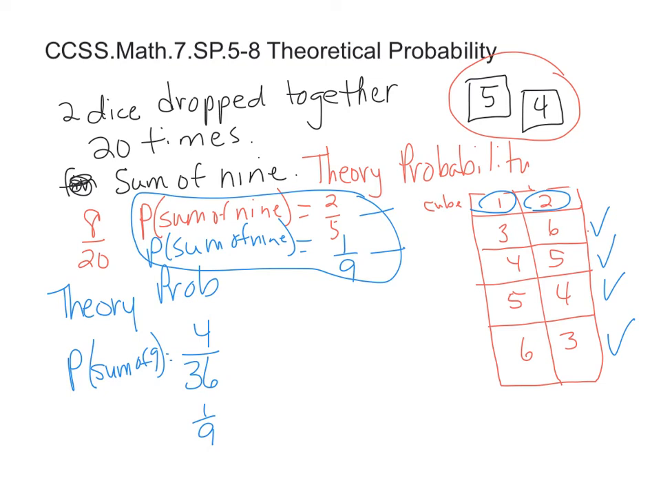And one possible explanation is there weren't enough trials in the experimental. So what they're saying is, if you have a discrepancy, the more times that you do the experimental, the closer you're going to get to theory. And so if there's a real discrepancy, it's probably because you haven't done the experimental probability as much as you need to.